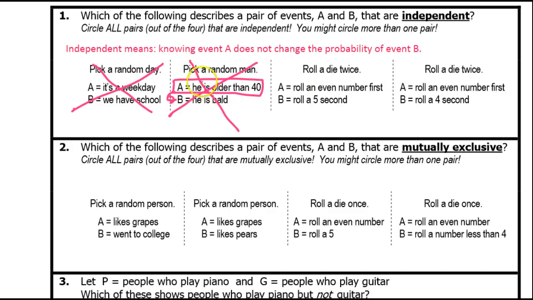And it works the other way too. I keep saying event A and then event B, but I could say knowing event B changes the probability of event A. It works either way.